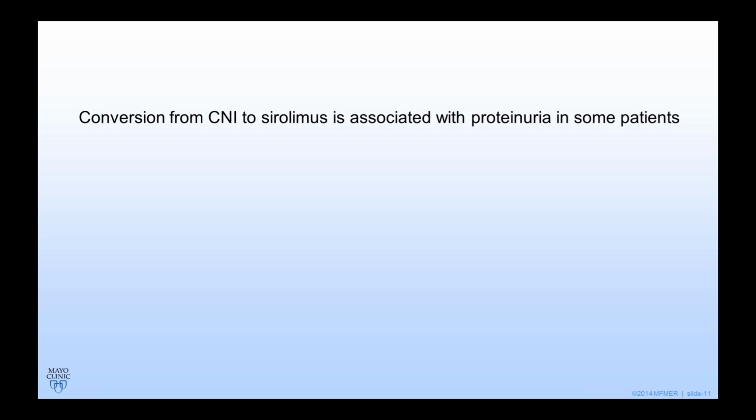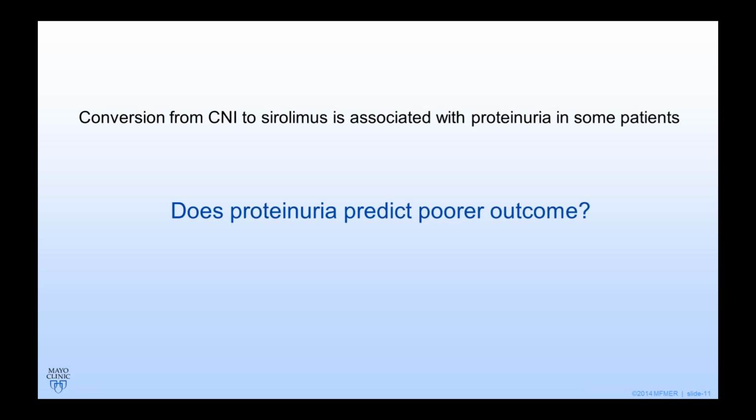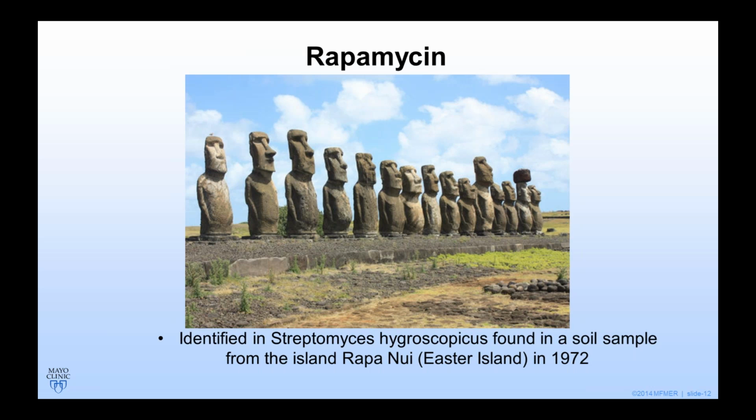So the conversion, though, from a calcineurin inhibitor to sirolimus is associated with proteinuria in some patients. And the question this paper asks is, among the patients that develop proteinuria, is that a marker for more progression of allograft vasculopathy or poorer survival?